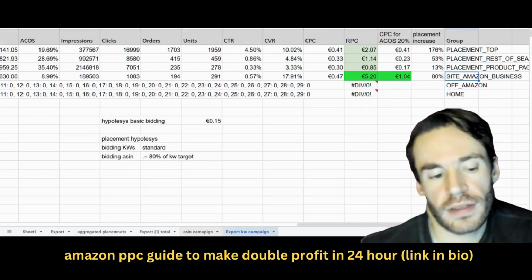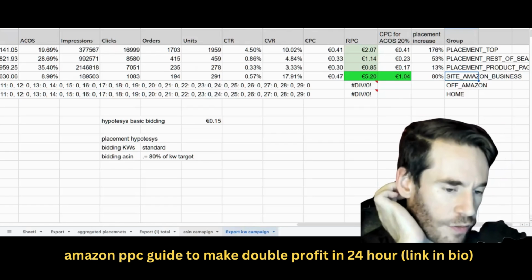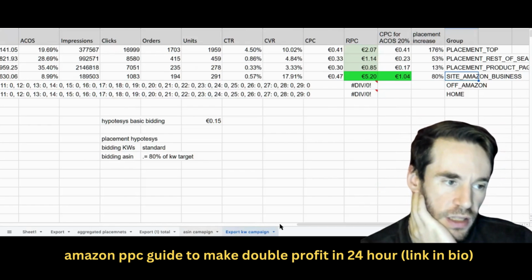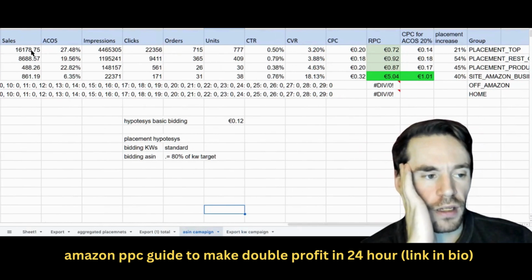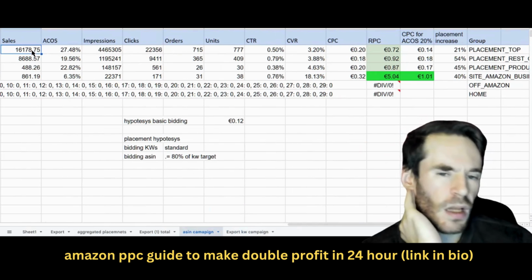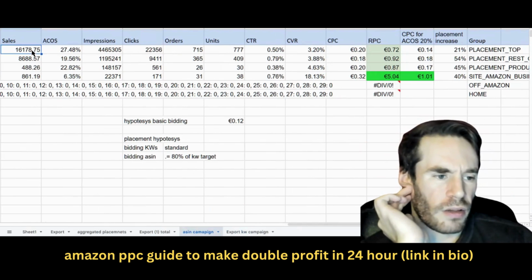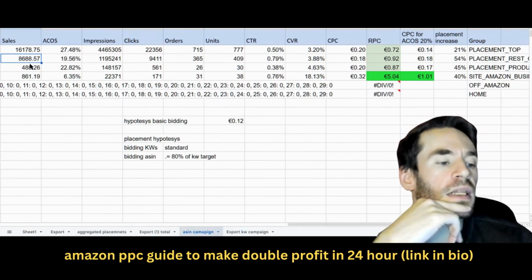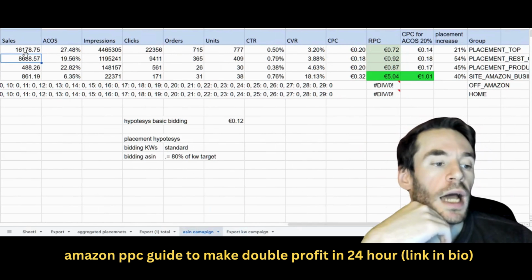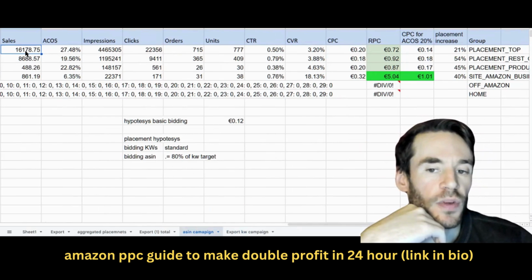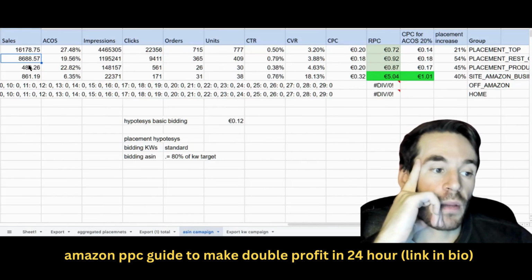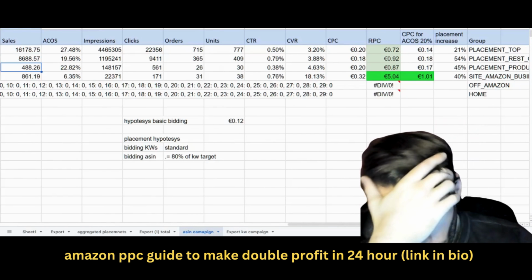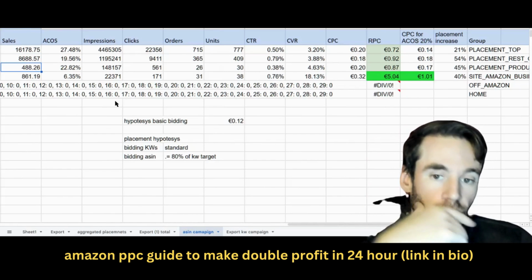So this is an example of sales distribution. So we can check the sales distribution. You can see, I don't remember what time frame we are having here, but here we have 16,000. I don't know if maybe it's 1 month or more. I really don't know. 16,000, 10,000, 8,000. So half, we have top of search. Then we have rest of search. We have half of the sales. Then we have product placement for the ASIN campaign we're talking about.